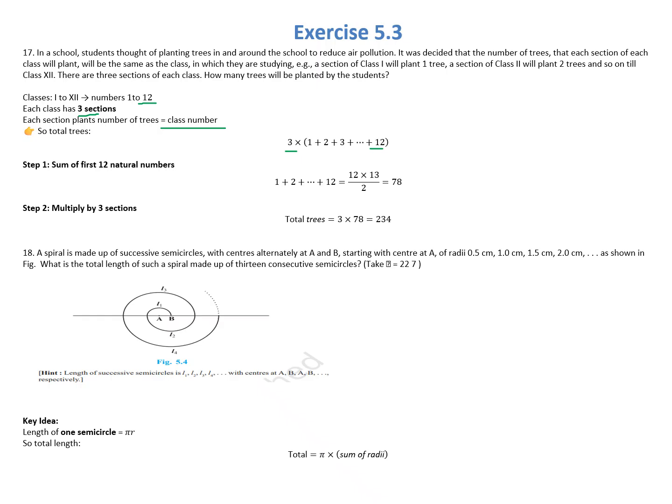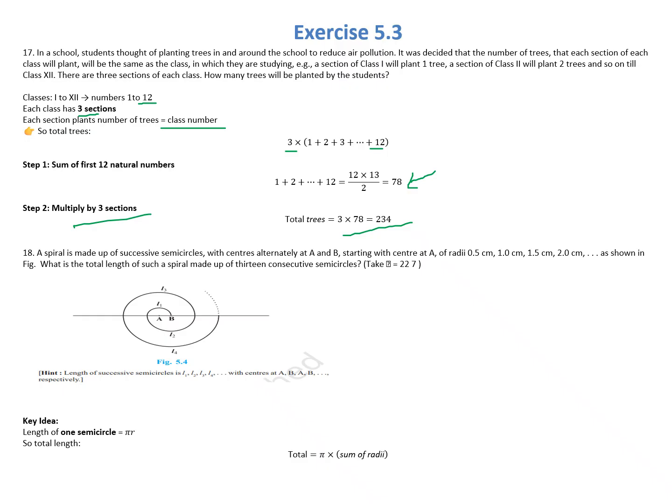The sum of the first 12 natural numbers is equal to 78, with the help of the formula S_n = n/2 [2a + (n - 1)d]. We'll solve it to get the sum of the first 12 natural numbers, and then multiply by the 3 sections. So we'll have a total of 234 trees to be planted.